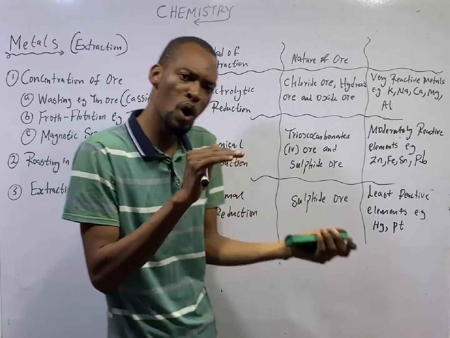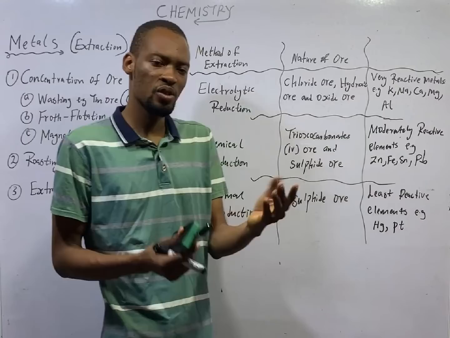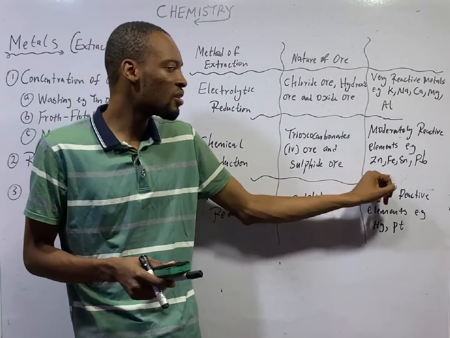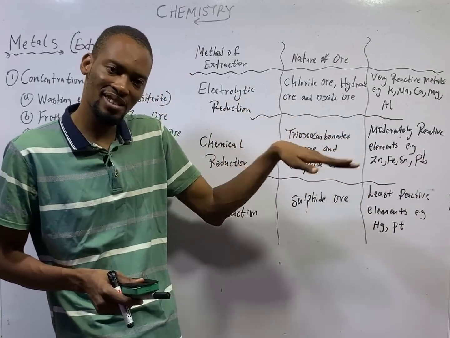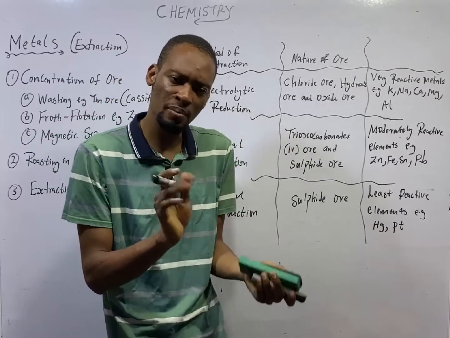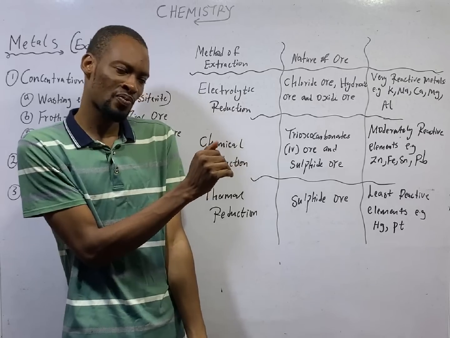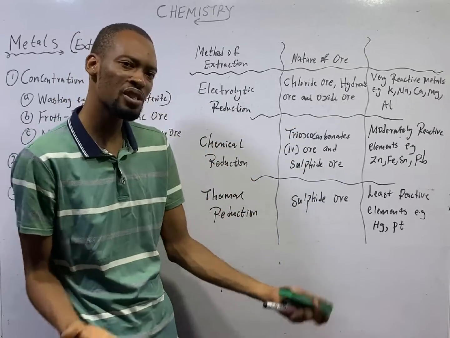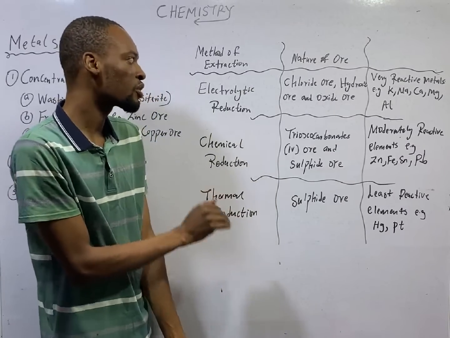For moderately reactive metals, after aluminium, you have zinc, iron, tin, and lead. These are moderately reactive metals. To extract them, the method we use is chemical reduction. Now, for the least reactive metals, mercury, platinum, and so on, we use thermal reduction.